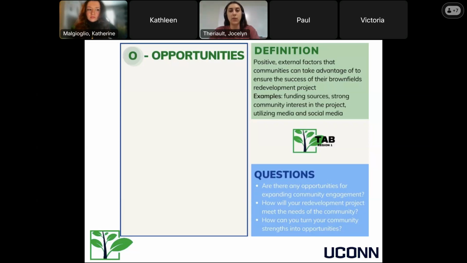So this could look like funding sources, having really strong community interest in your project, and even being able to utilize media and social media to advertise your project. Questions here that could help you to identify opportunities could include, are there any opportunities for expanding your community engagement? How will your redevelopment project meet the needs of your community? Or how can you turn your community strengths that you had identified in one of the previous parts that we looked at into opportunities?